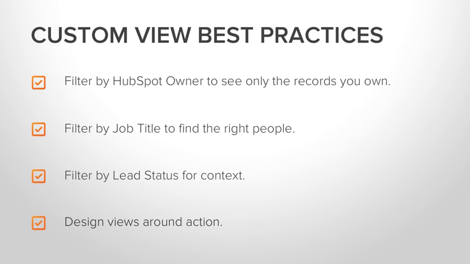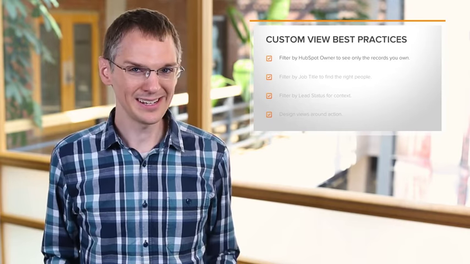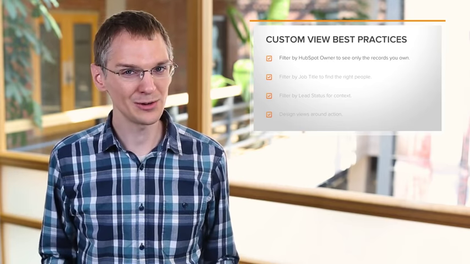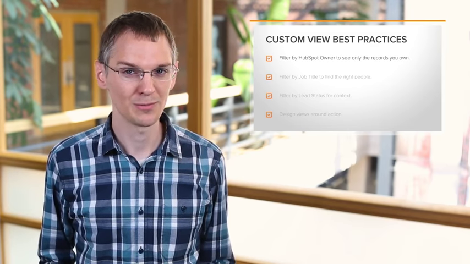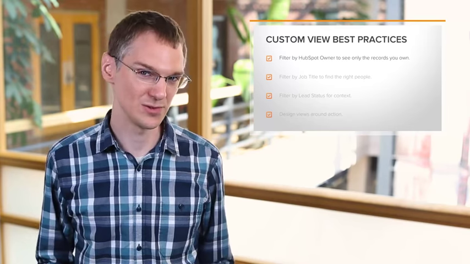Here are 4 pro tips for making custom views. First, filter by HubSpot owner to see only the records you own. There's a property that appears on both contact and company records called HubSpot owner. This tells you which rep a record is assigned to. Depending on how your CRM is set up, you might only be able to see the records you own, but you might also be able to see some records you don't own.